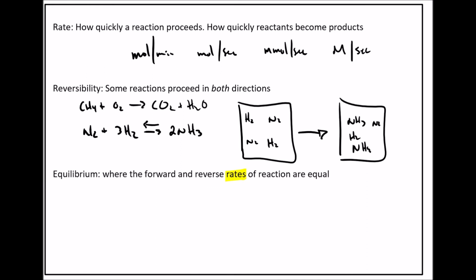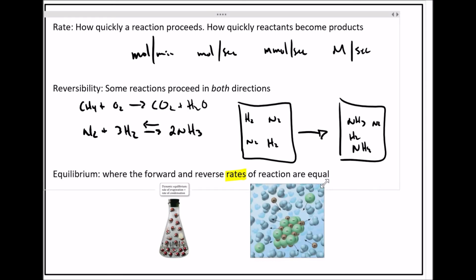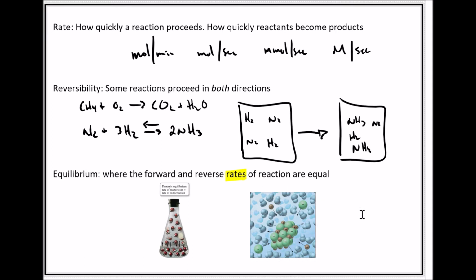Now, we've seen equilibrium before. We saw it in talking about the evaporation and condensation of a liquid, where a liquid might evaporate into the gas phase, and some of that gas might recondense into the liquid phase. That creates a dynamic equilibrium. And we also saw it in talking about solubility. At the saturation point, a solid is dissolving at the same rate that dissolved particles are resolidifying. Those are both really good examples of equilibrium where the forward and reverse rates of those reactions are equal.